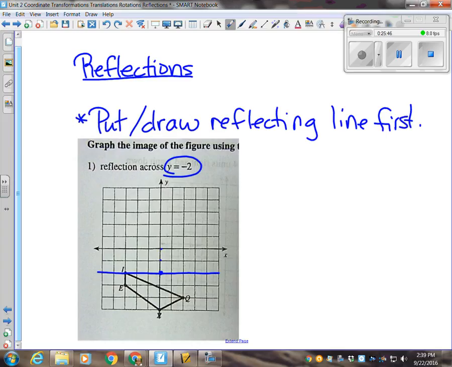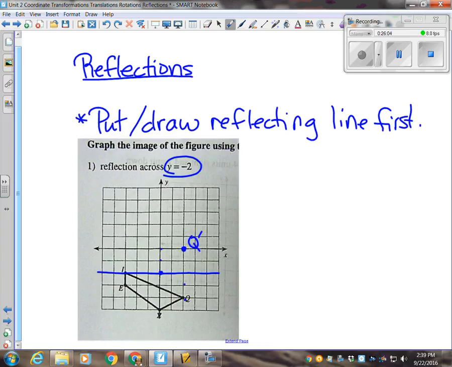Okay, so here's the easiest way to do that. Don't worry about writing a rule. All I need you to do is be able to perform the reflection. Looks like Q is 2 units below my reflecting line, so I'm going to simply locate Q 2 units above my reflecting line, only now it's Q prime.